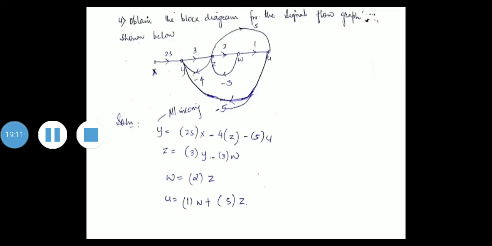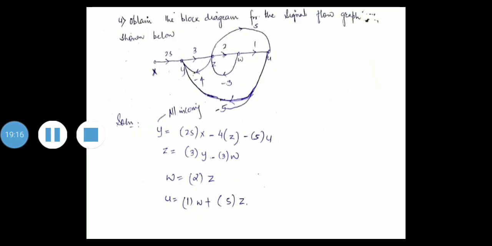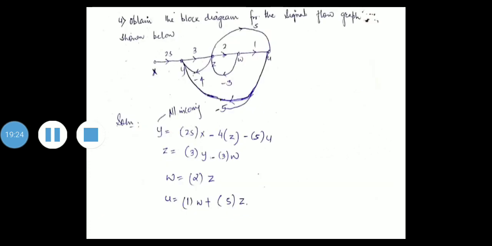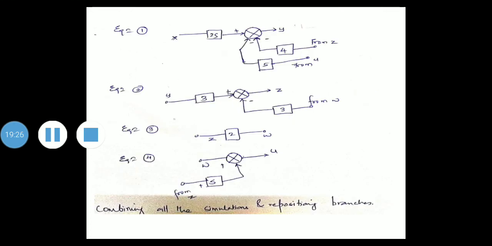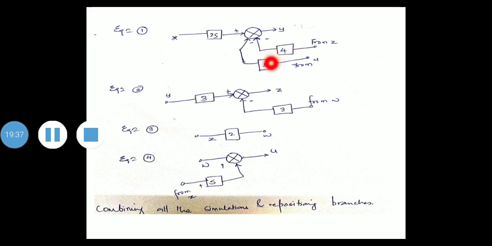From the right, take this node Y. How to derive it? For Y we have 2S into X, which goes to a summing point. Then it is minus 4Z, so minus 4 from Z goes to the summing point. Then one more is minus 5U. From U take it and give it to a block 5, which multiplies U, with minus. So Y is 2S into X minus 5U minus 4Z.